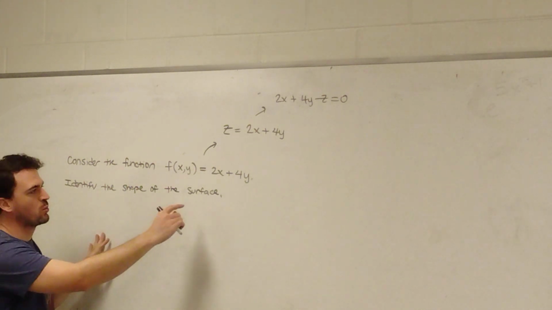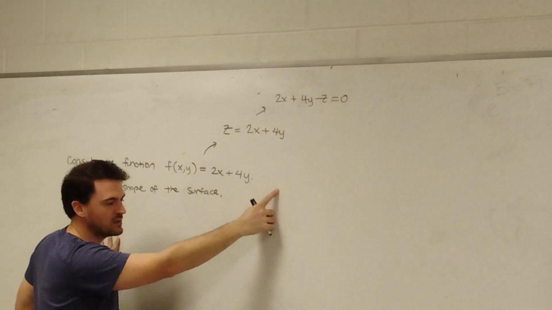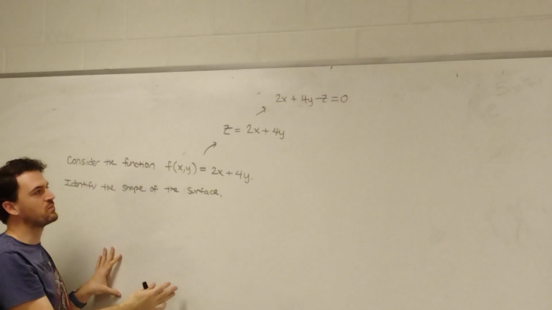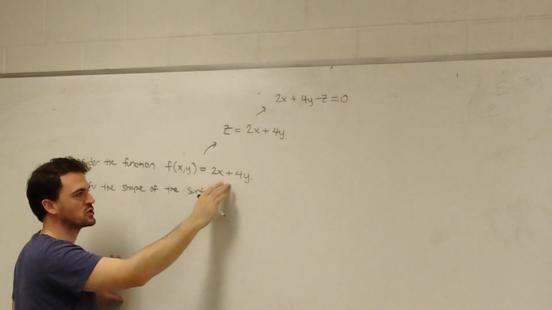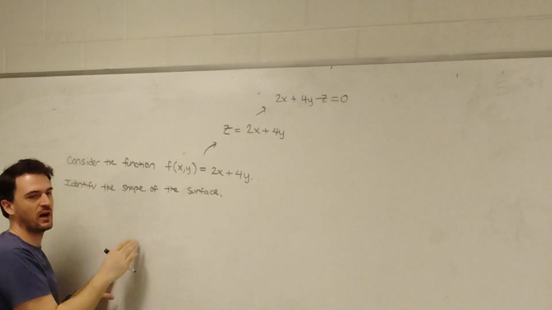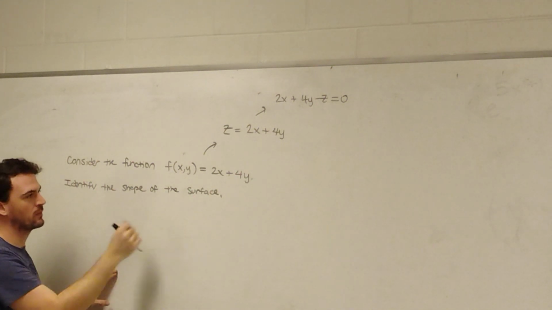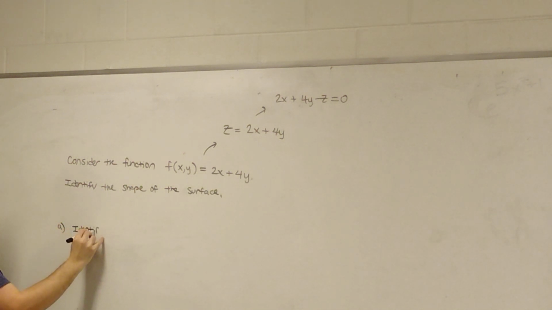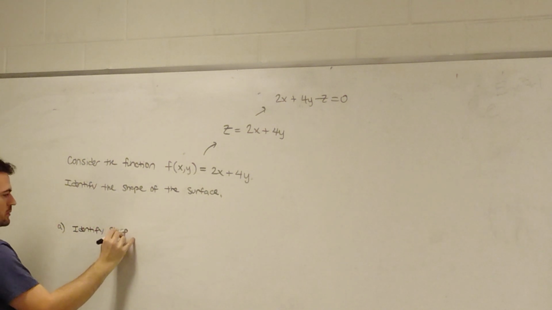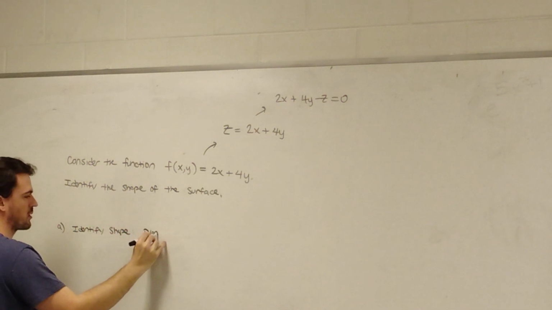Now, another question is, what if there was x, y, and z? Won't happen, because this is f of x comma y. This is only going to be in terms of x and y, for now. So identify the shape. We see the plane.